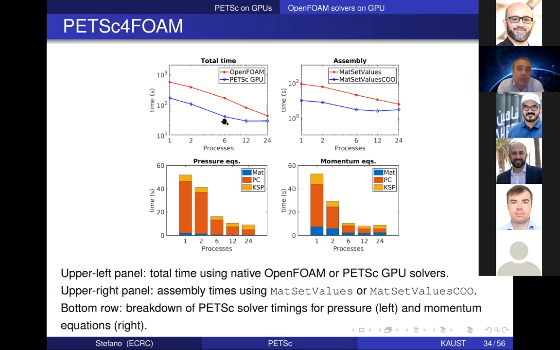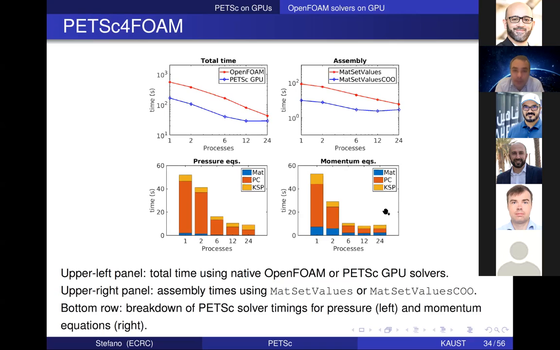And here you see some degradation in performance, which is known when different processes try to use the same GPU. So here on the upper right, you have an idea of what specific APIs and assembly for GPUs can do to speed up the assembly of the matrix.